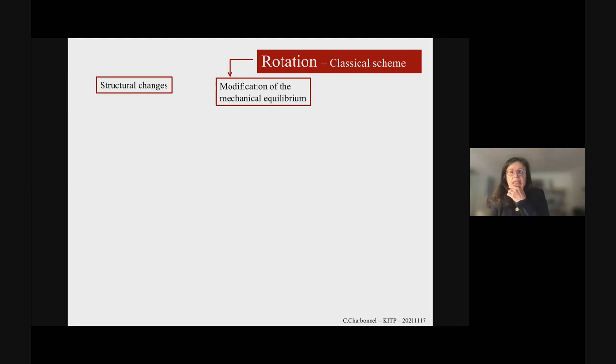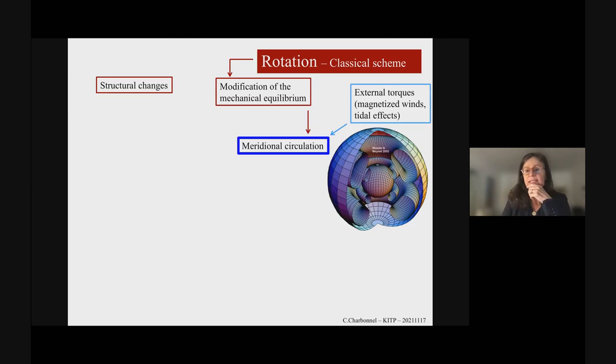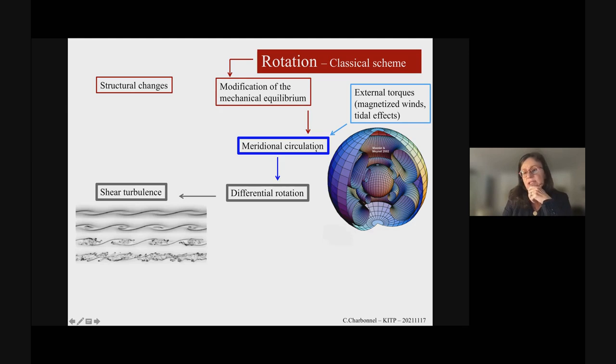What is a classical scheme for rotation then? As we saw, there is a modification of the mechanical equilibrium, which leads to some structural changes. Due to this modification and also to external torques, either by magnetized winds or by tidal effects with a companion, this drives meridional circulation, which itself leads to differential rotation, which leads to different instabilities.